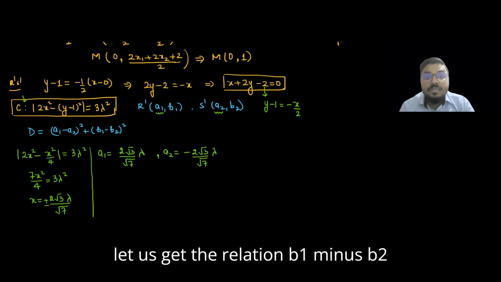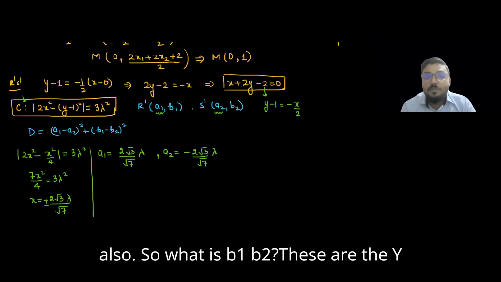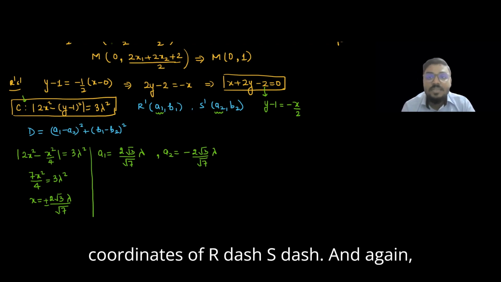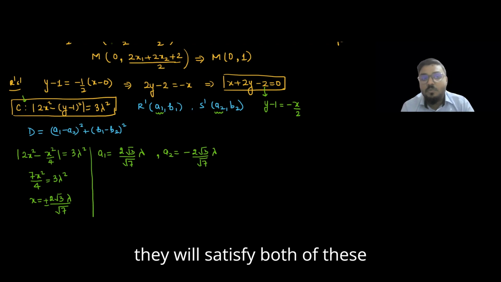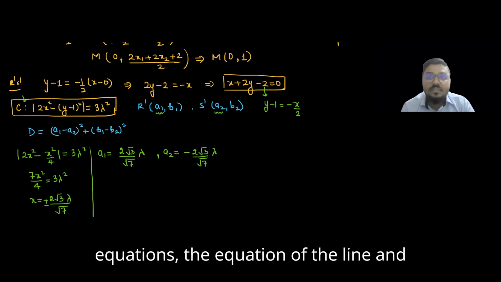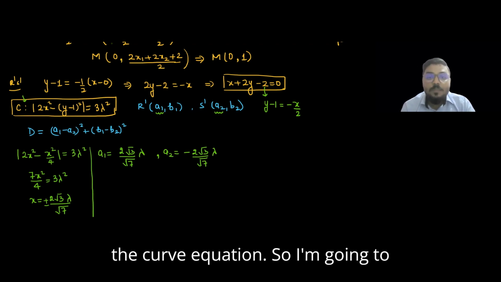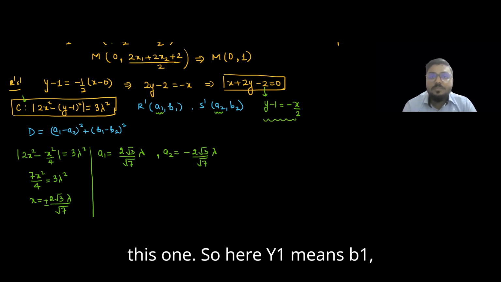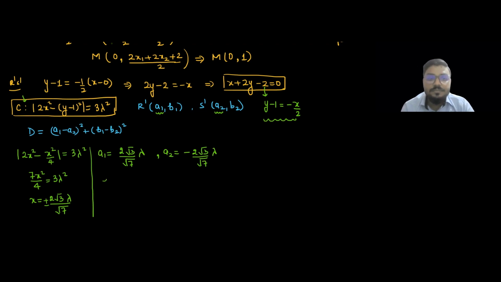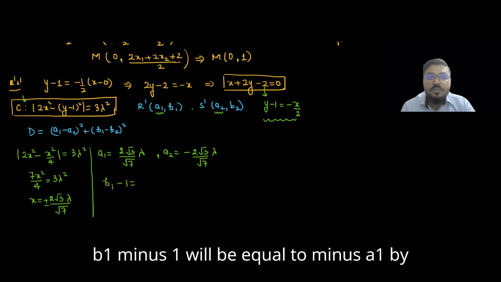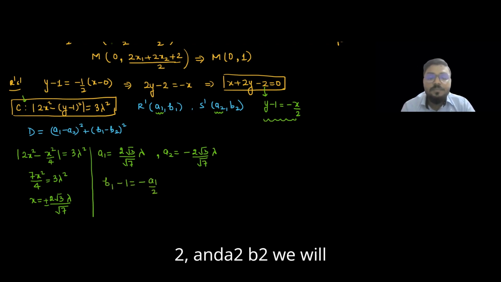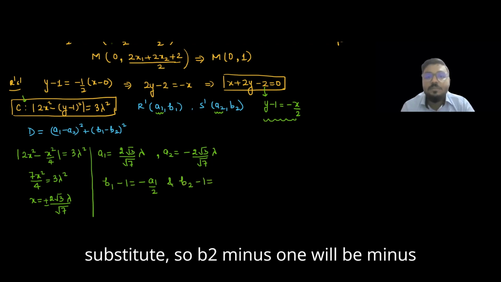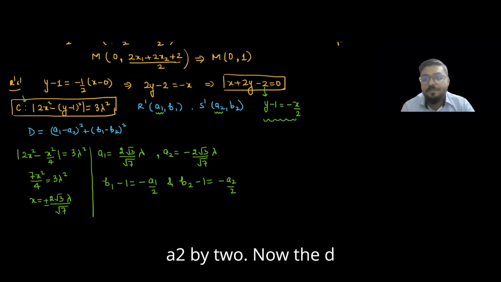And let us get the relation b1 minus b2 also. So what is b1, b2? These are the y coordinates of r dash, s dash. And again, they will satisfy both of these equations, the equation of the line and the curve equation. So I'm going to substitute in the line equation here, this one. So here y1 means b1. b1 minus 1 will be equal to minus a1 by 2, and a2, b2 we will substitute. So b2 minus 1 will be minus a2 by 2.